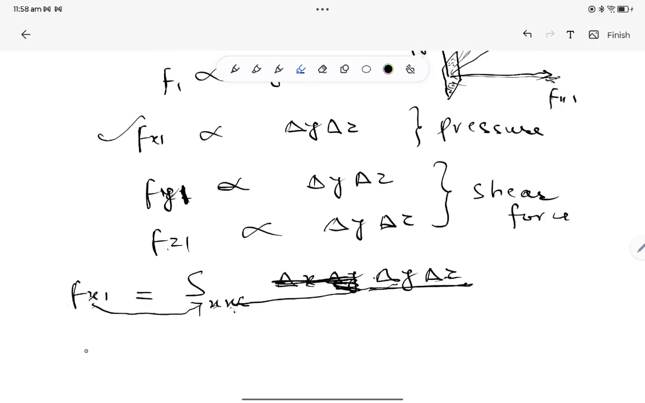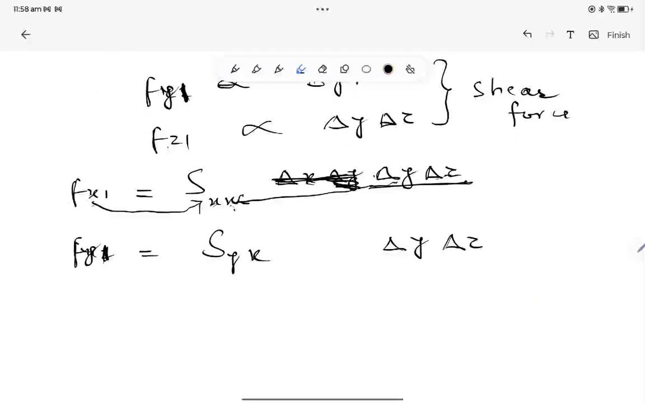Similarly, you can write Fy1 is equal to, again the area is delta y, delta z, s y x, delta y, delta z. Again, the area is perpendicular to the x-axis. Fz1 is equal to s z x, delta y, delta z. The area is perpendicular to the x-axis.